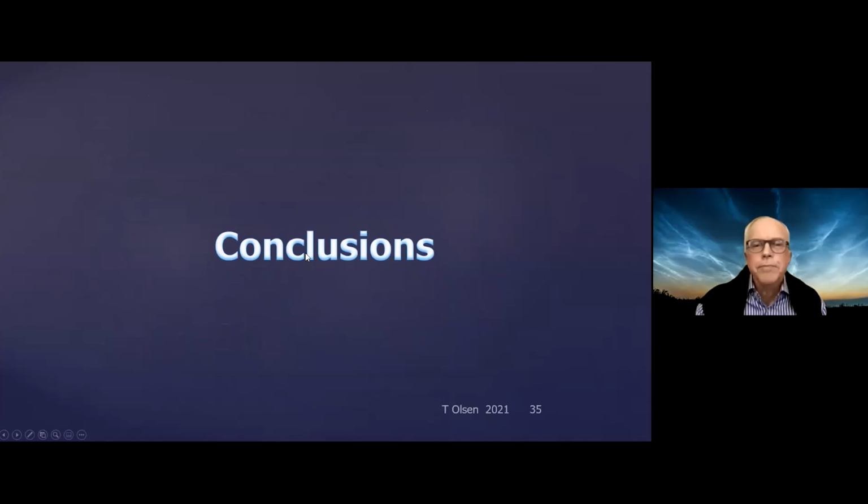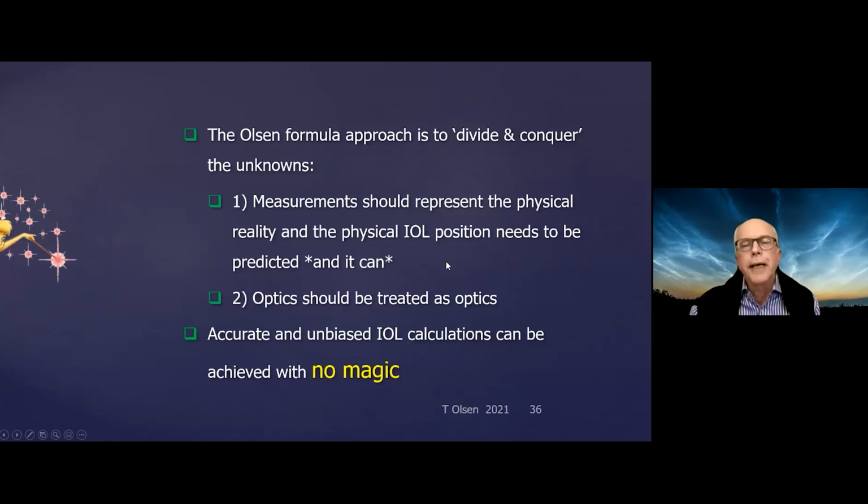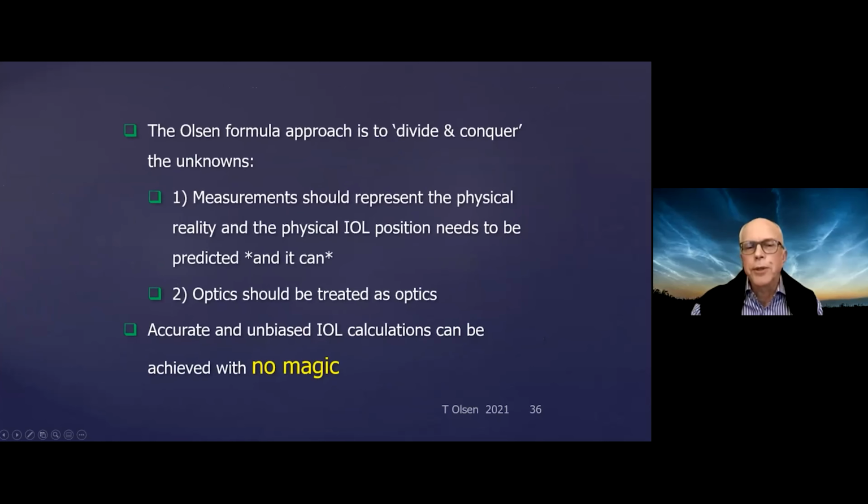So in conclusion, I would like to say that my approach has always been to divide and conquer the unknowns. We should pay attention to the measurements and the physical reality. This is how we can get methods to predict the IOL position. I really believe it is possible to predict the physical position. And then the rest is just optics, if you allow me to say that. So if we have these methods, we can do accurate and unbiased calculations, and we don't need any magic. And this is my point.